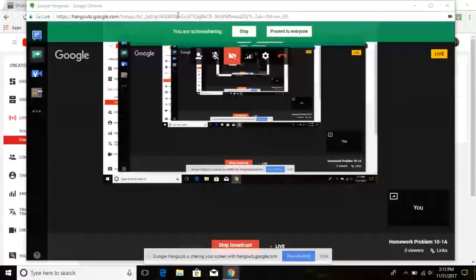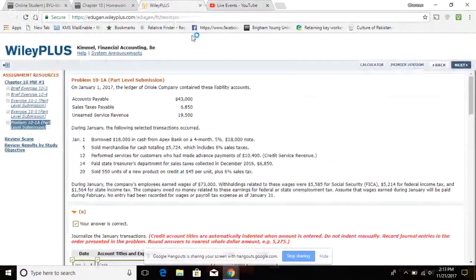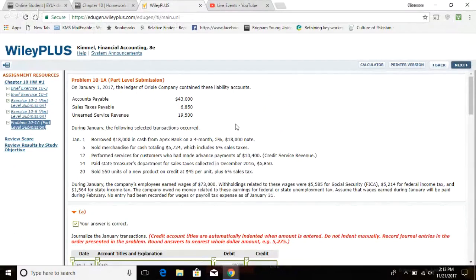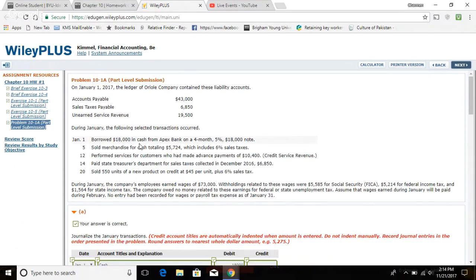Our homework problem, chapter 10, 1A, which is in our homework 1. Let me get to our screen here. Okay, the problem 10.1a is a 3-part problem, and it gives us some information about some liability accounts and then a listing of some transactions. In the first part of our homework, we need to journalize these January transactions here.